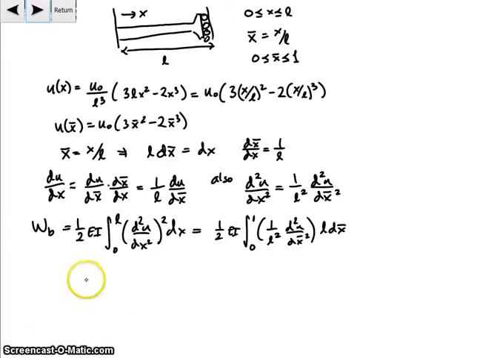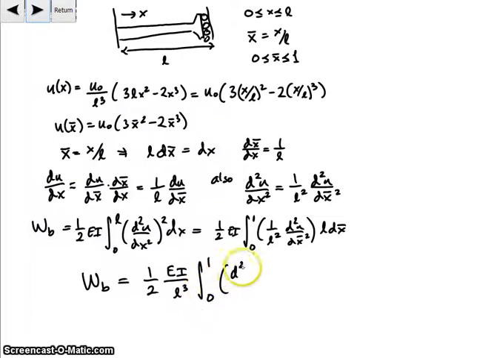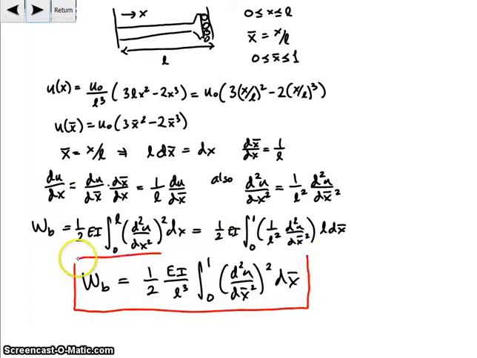When everything is said and done, in terms of my normalized function, the bending integral is 1/2 EI over L cubed times the integral from 0 to 1 of d squared u dx bar squared, squared, dx bar. So this is the normalized bending strain energy integral, using normalized coordinates.